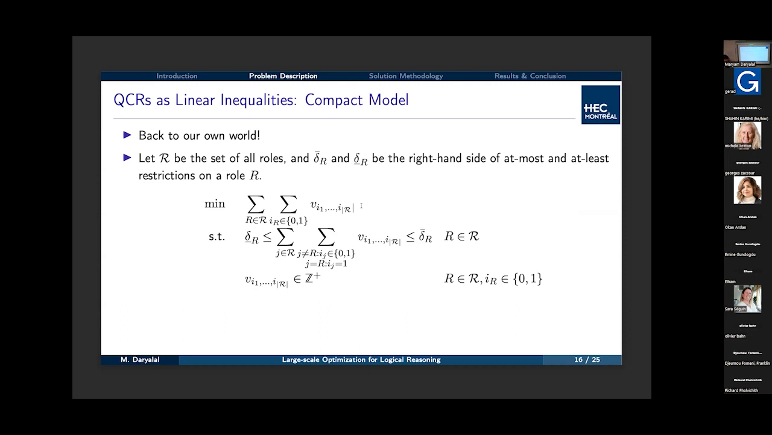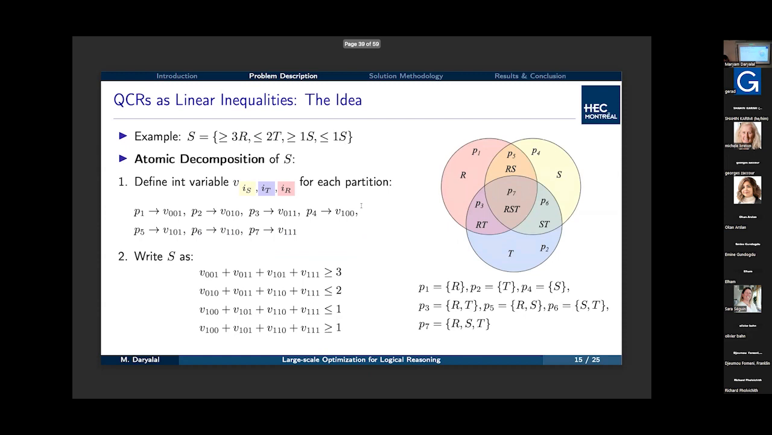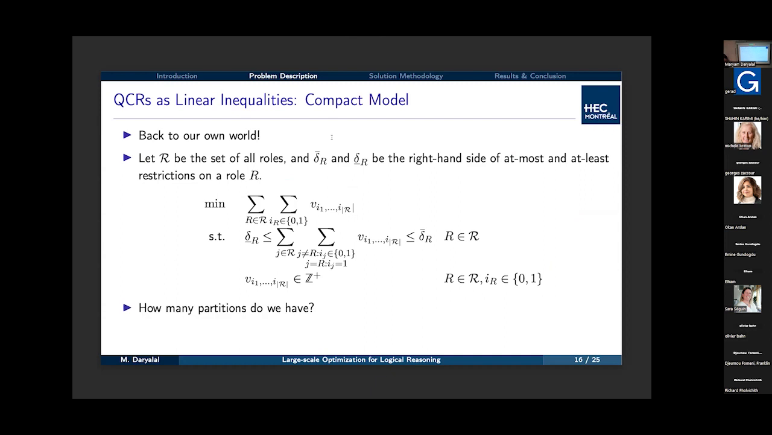But how many partitions do we have? As you saw, I defined for every role, I had 3 roles, 4 restrictions, but just 3 roles. So I had 3 roles, and then I was looking for the subsets of them, right? So how many partitions do we have? That would be the power set of the set of roles. So that's huge. This means that here I have a huge number of variables. And also this was just QCR. There were not the other axioms to consider.